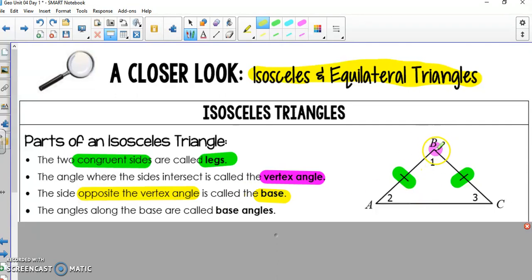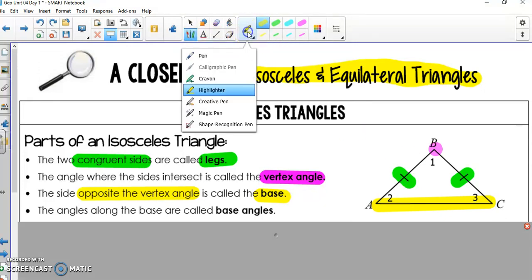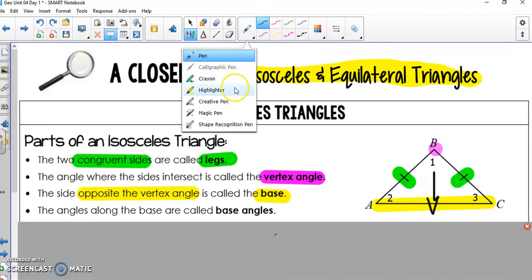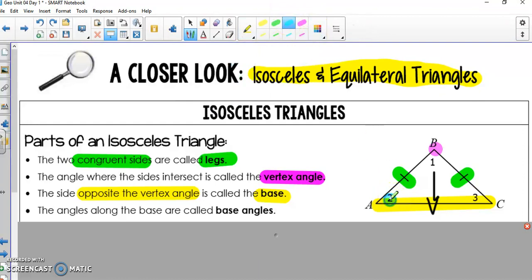When I say opposite, that means if I'm looking at B, it's the side that is not creating the angle. AB creates the angle B, CB creates that angle. The side opposite to that is AC. You could also think of an arrow pointing across like that. And the angles alongside the base are called the base angles. Our base angles in this example would be 2 and 3. Those are our base angles.